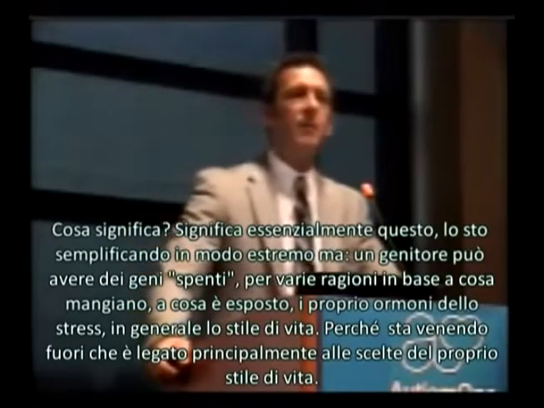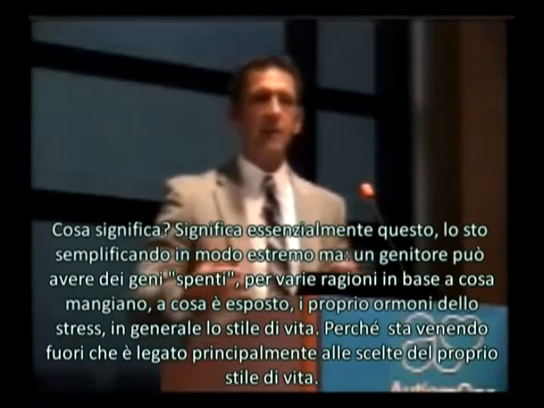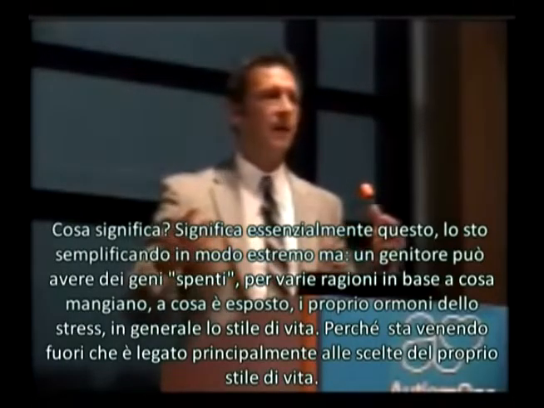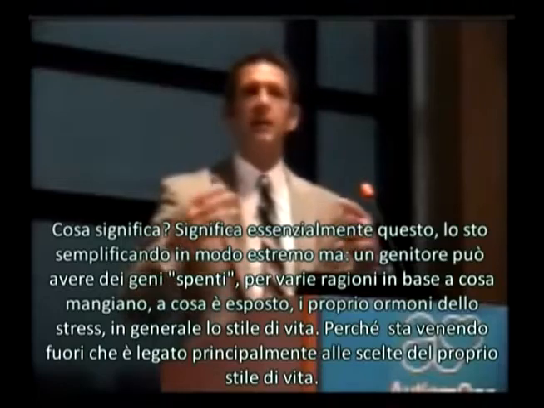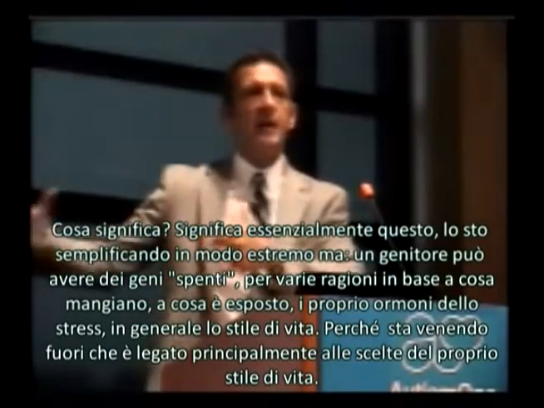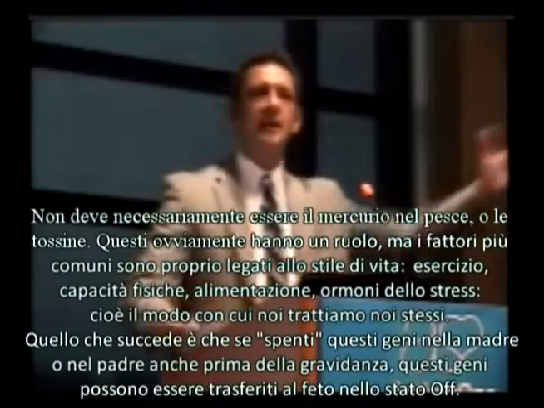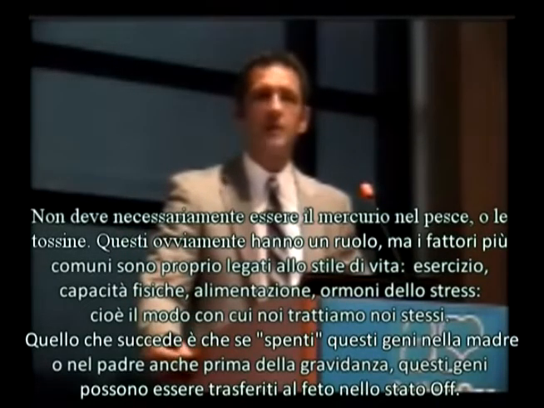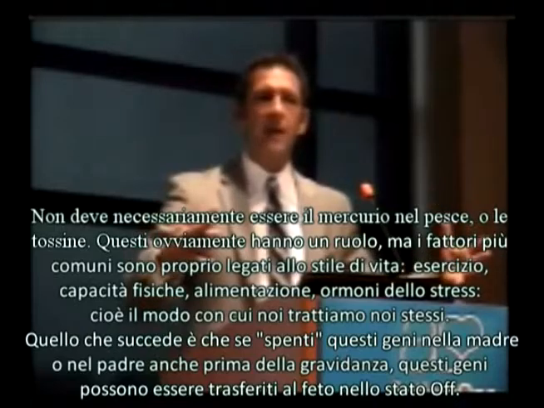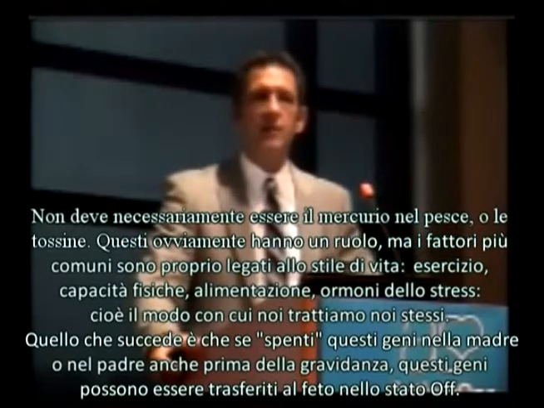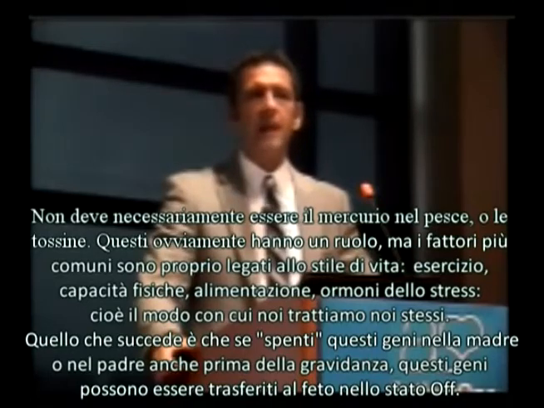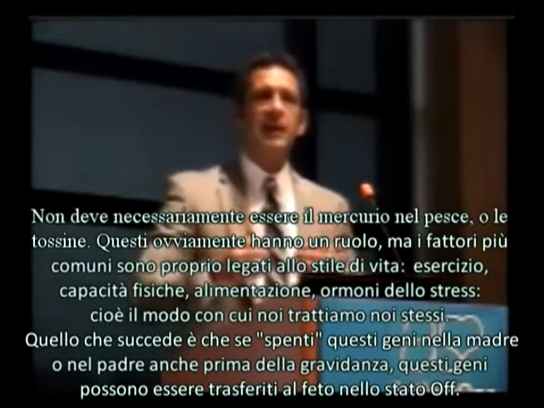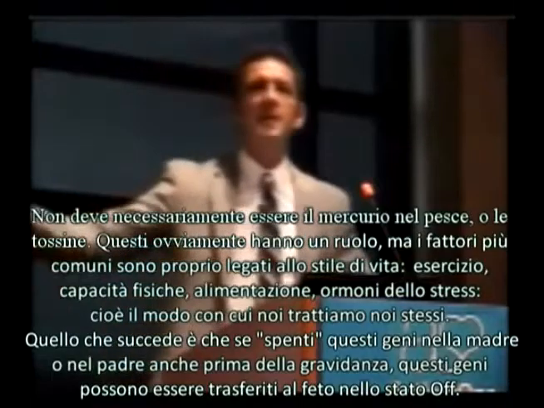What does this mean? It means that what we found with epigenetics is essentially this, and I'm simplifying it, but a parent can have their gene turned off for various reasons based on what they eat, what they're exposed to, stress hormones, their lifestyle mostly, because what they're showing here is that it's mostly lifestyle choices. It doesn't necessarily have to be mercury in fish, or it doesn't have to be toxins. Those things can play a role, of course, but the most common factors are probably lifestyle factors: exercise, physical level, diet, stress hormones, how we treat ourselves. And what happens is that if we turn off the gene in the mother or the father, even before they're pregnant, those genes can be passed on in the turned off position.